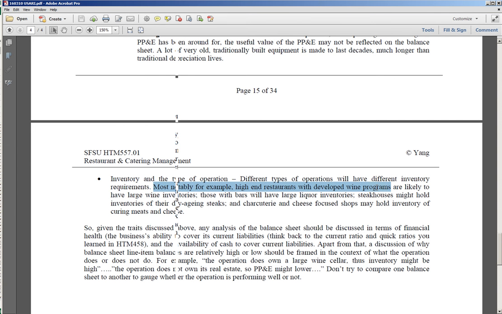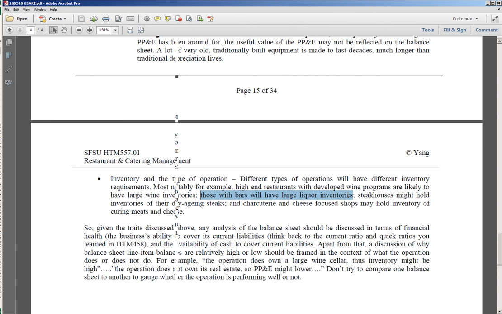For example, the French Laundry was recently broken into and over $250,000 worth of wine was stolen. Restaurant Daniel, out in New York City, is a 3 Michelin star restaurant. Their wine inventory is upwards of $10 million alone. So, of course, the proportion of assets on their balance sheet that are allocated to inventory is going to be huge just because they're holding so much wine.